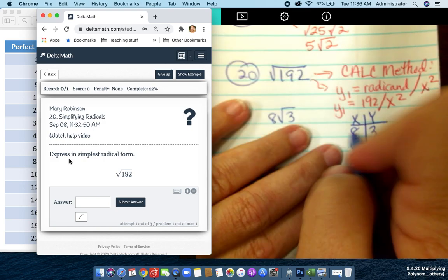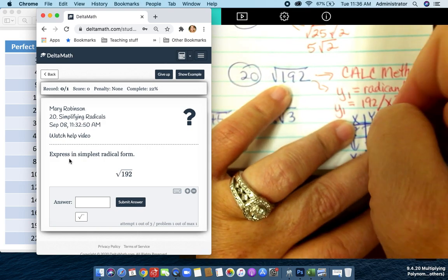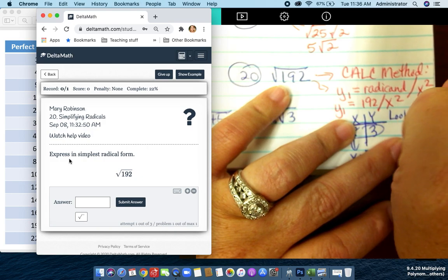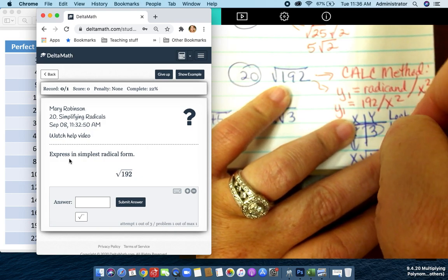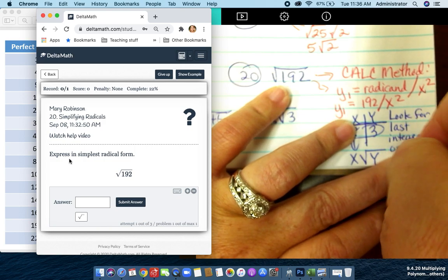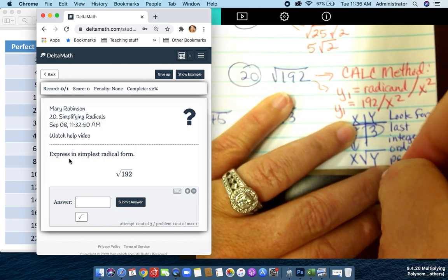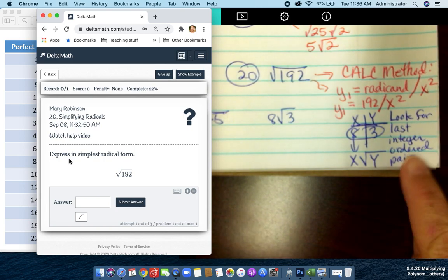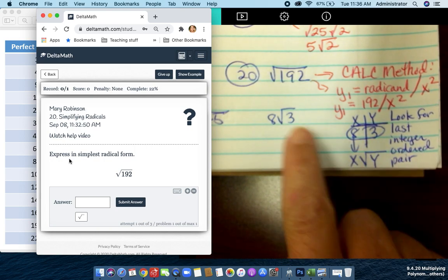So this last integer ordered pair, I'm going to put up here: look for the last integer ordered pair to write your answer. And it really is that easy. 8 square root of 3.